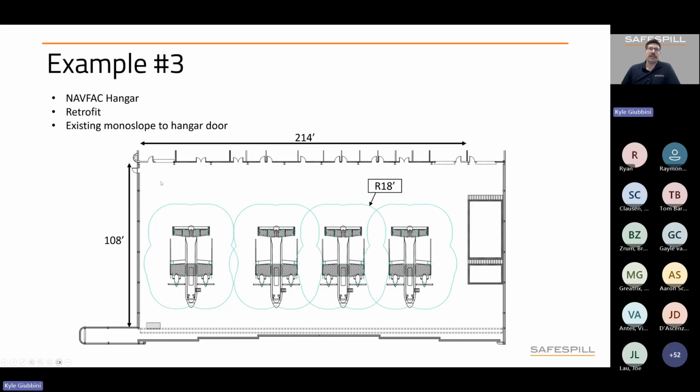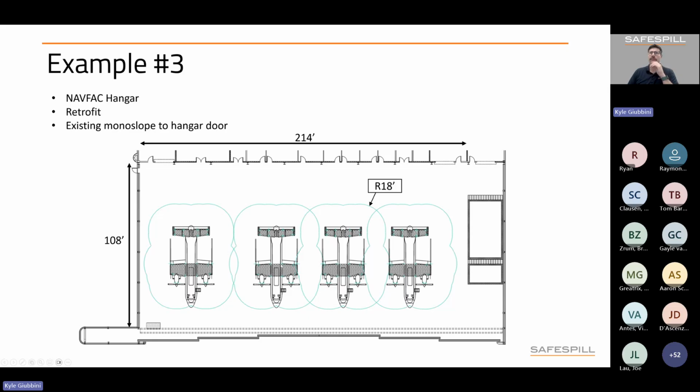Our last example is another retrofit application. This is for a NAVFAC hangar. This was an existing hangar with monoslope from the back wall to the front door. The only trench located in the hangar was at the hangar door. And so we did need to add additional trenching as the depth of this hangar is about 108 feet, too long of a span for a single set of profiles.